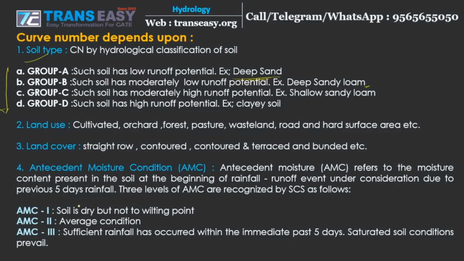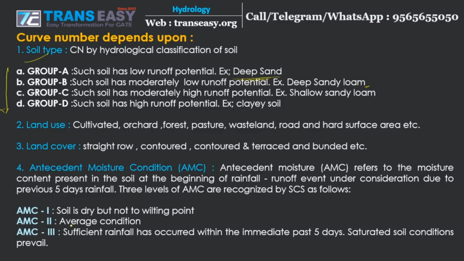So dear students, 3 levels of antecedent moisture condition are recognized by SCS, Soil Conservation Services, US based organization. AMC1, soil is dry but not to wilting point. Okay, wilting point तक हमारा जो है ना रीच नहीं किया है. ड्राई है सॉइल बट जो वहां पर जो वेजिटेशन है अभी वो सूखने की कंडीशन में नहीं है.